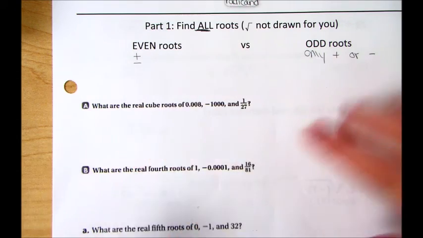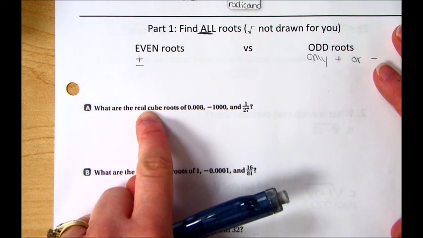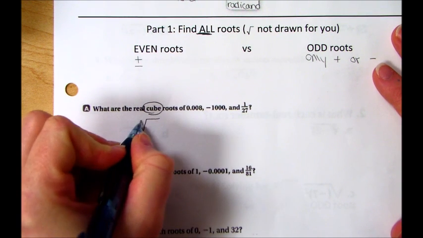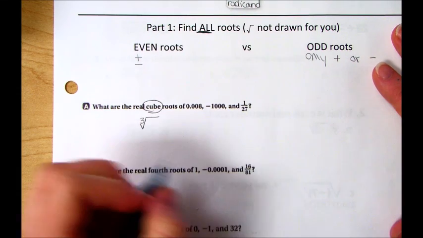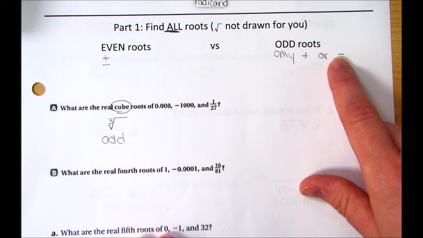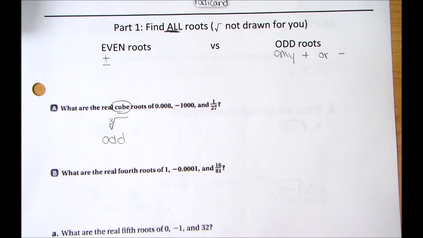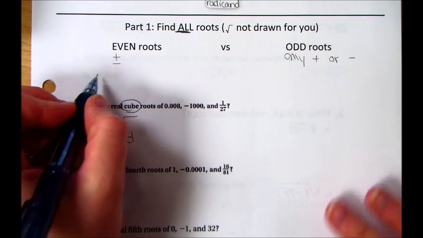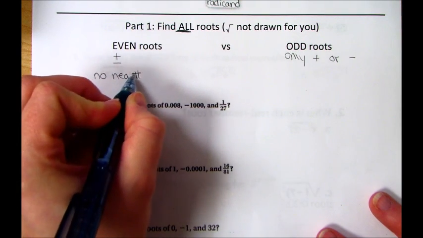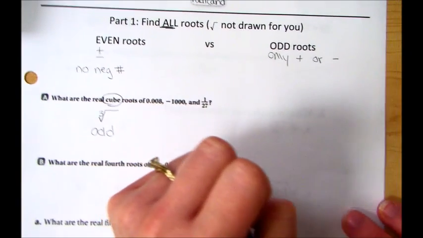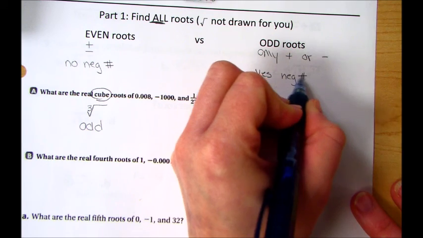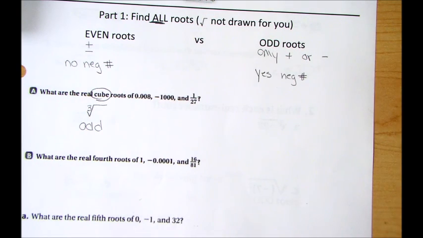So part A, the first question says, what are the real cube roots of these numbers? So I want to focus on this word cube. That means a cube root is that. It has a little 3 inside of it. Well, that's odd, right? So our answer is either going to be positive or negative. Well, I do have something to add to this. Even roots, you cannot find an even root of a negative number. You cannot find an even root of a negative number. Odd roots, it's okay to have negative numbers. And as I go through, I'll try to explain why.